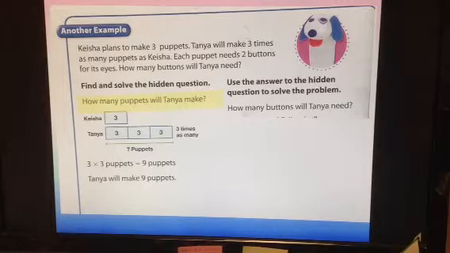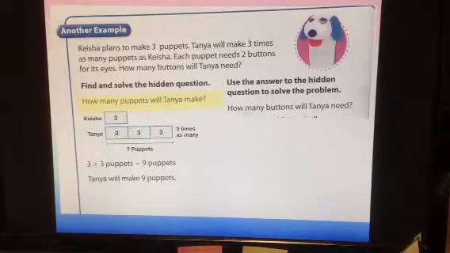The hidden question is, how many puppets will Tanya make? We need to know how many puppets she'll make in order to know how many buttons Tanya will need. The picture shows the problem. I like when they give us a picture. It makes it easier for me to visualize it.